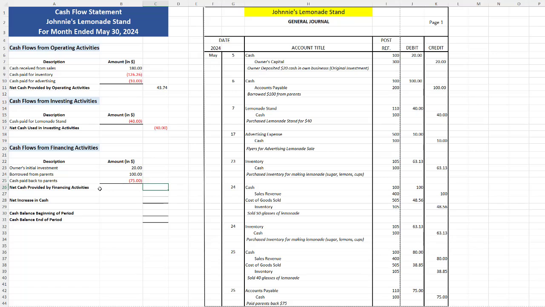I will enter an Excel formula to compute the net cash provided by financing activities that will take the cash inflows of Johnny investing $20 and the borrowing of $100 from his parents minus the cash outflow of Johnny paying $75 back to his parents. Summing up the net cash provided by operations, investing, and financing, the total comes to $48.74. Since this is the first month of operations, the beginning cash balance was zero. Therefore, the cash balance at the end of the period is $48.74.